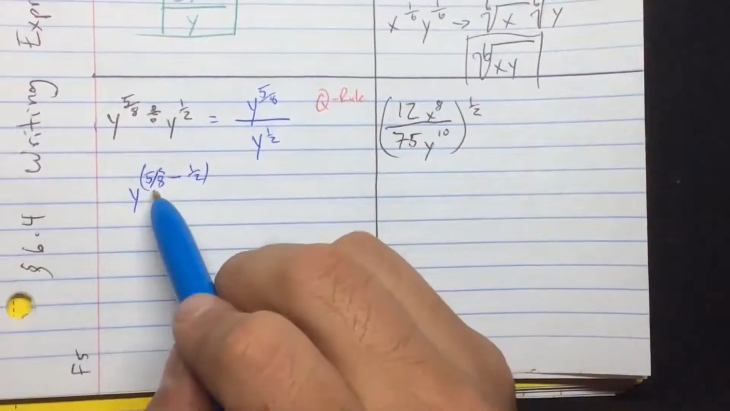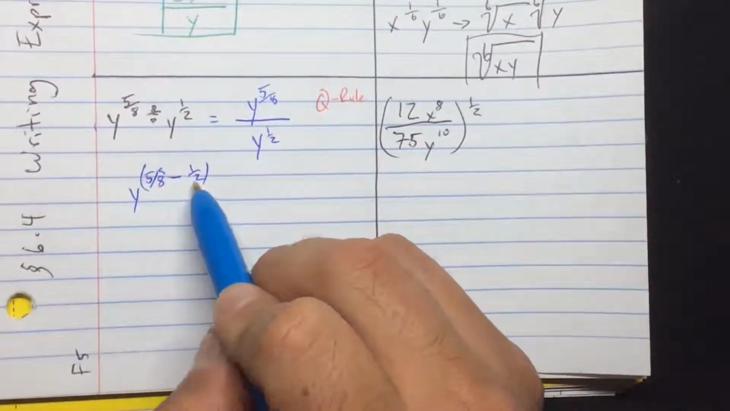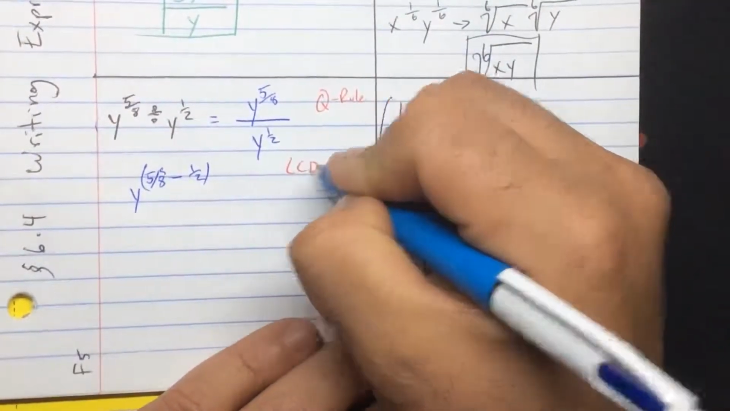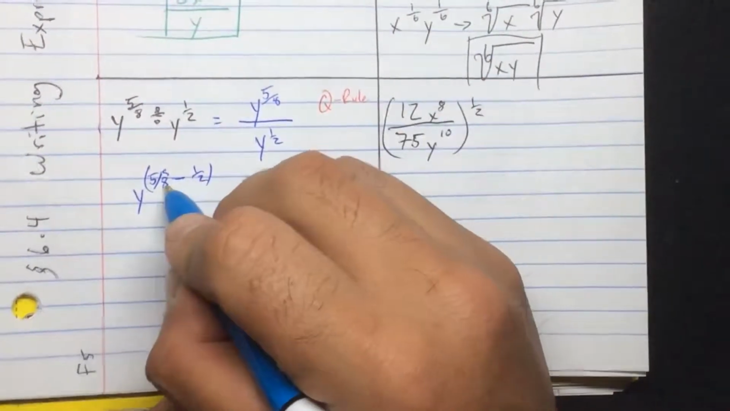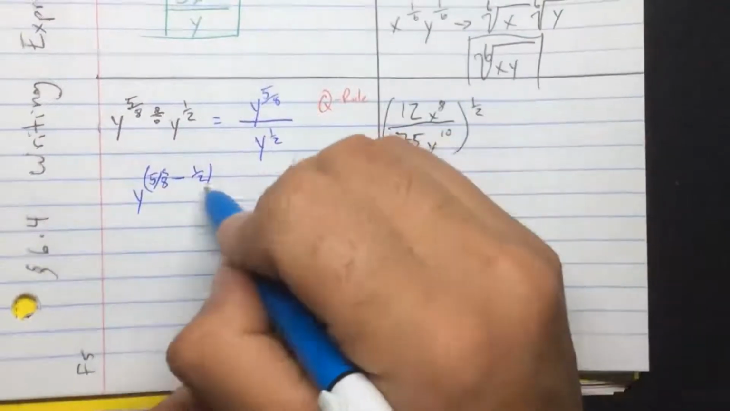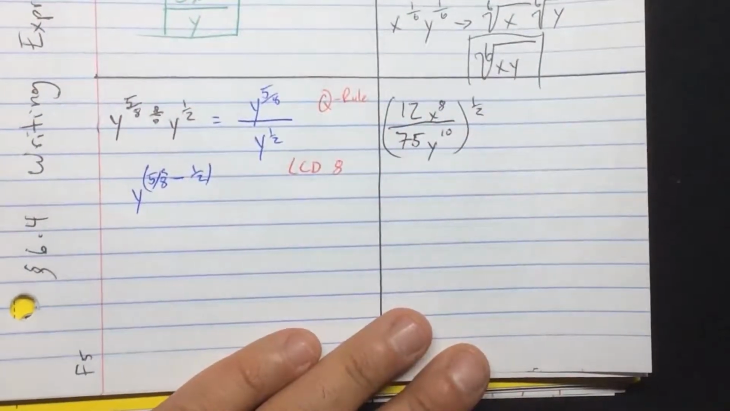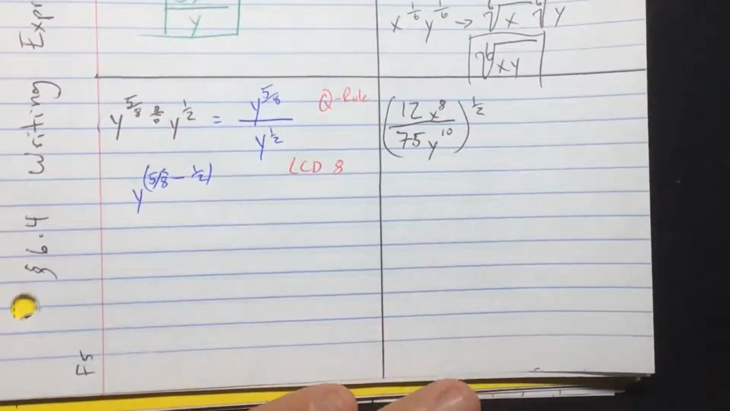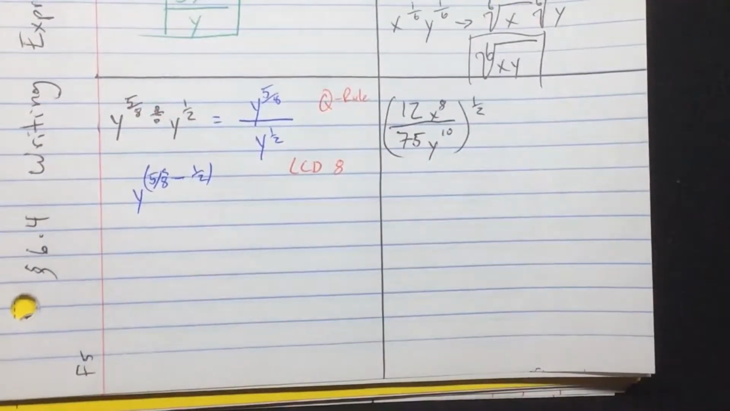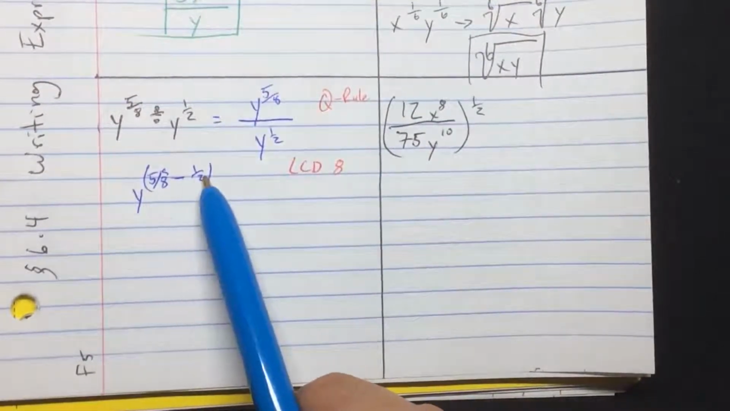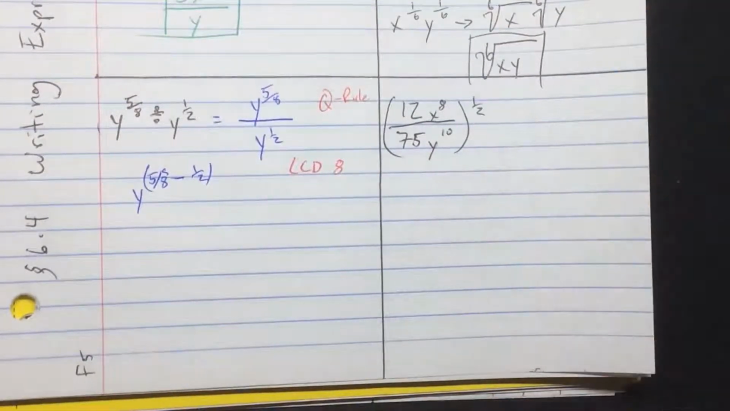So we can't reduce this one, but we can find the LCD. We know that 2 can go into 8 by multiplying it by 4, so our LCD is going to be 8. Once again, LCD, if you forget, is the lowest common denominator. It's based off the lowest common multiple, the LCM, but since we're looking at denominators here, it's the lowest common multiple of the denominators.